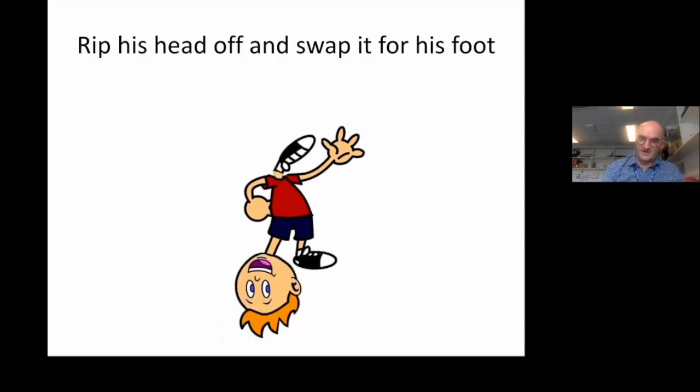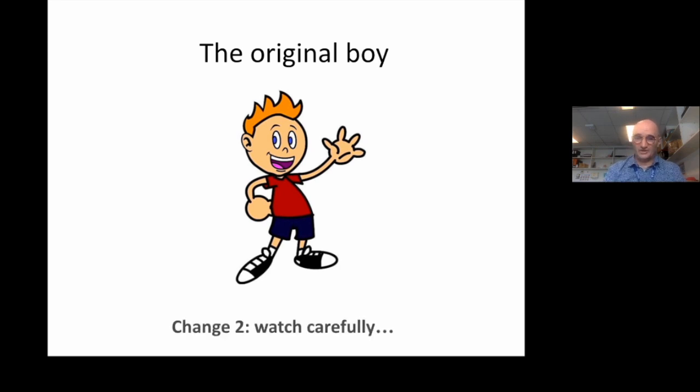Now his foot is coming out of his head socket, his neck, and his head is on the end of his foot. So rip his head off and swap it for his foot. This boy is now a structural isomer. You might not like it, you might not enjoy it, but he is. He's a structural isomer. Don't worry, he has no feelings. He's a cartoon.